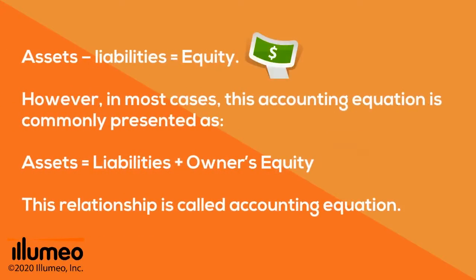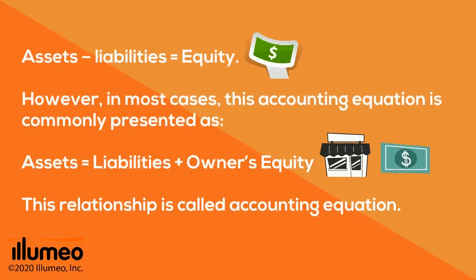Assets minus liabilities is equal to equity. However, in most cases, this accounting equation is commonly presented as assets are equal to liabilities plus owner's equity. This relationship is called the accounting equation.